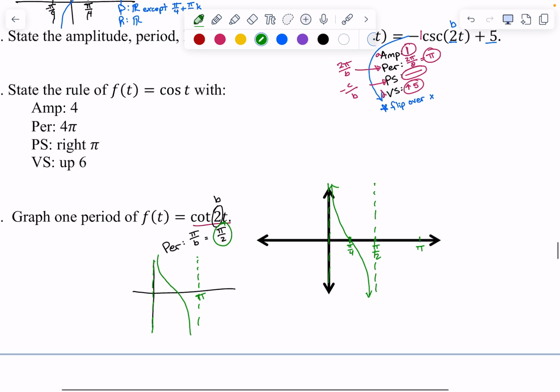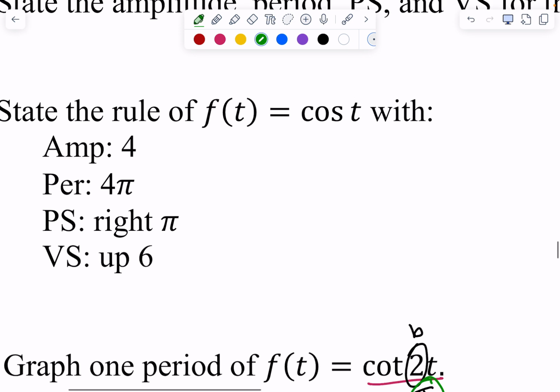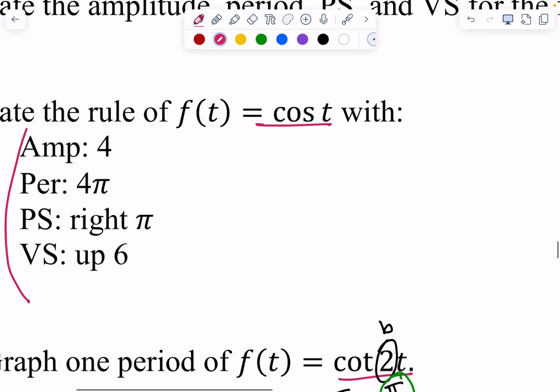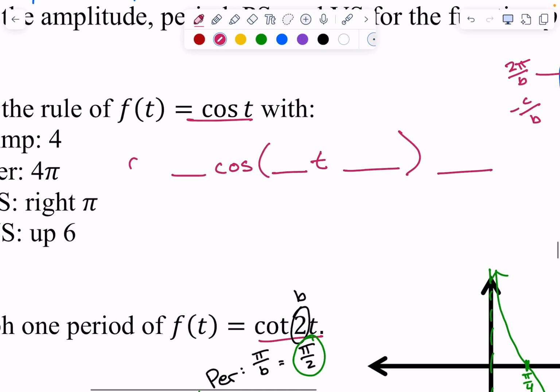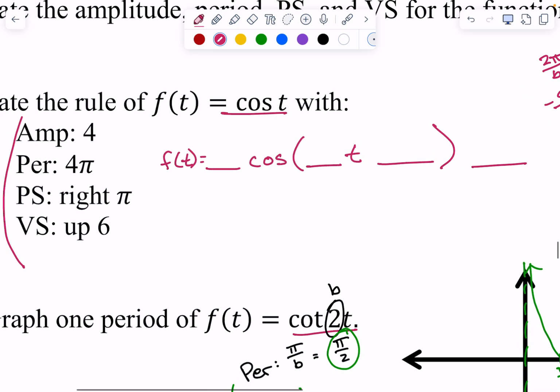All right. This is the hard part. 28. Are we ready? Last problem. We need to work backwards. We got to take these guys and put them into this thing. So I'm going to leave room for an A, a B, which goes in front of the T, a C, and a D. There's A, B, C, D. And we'll put f of t here, equals.